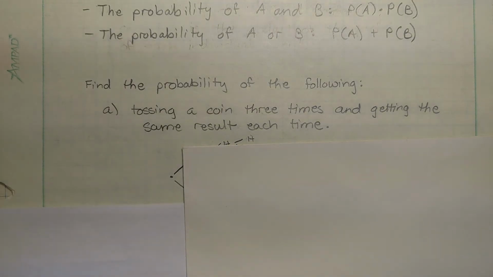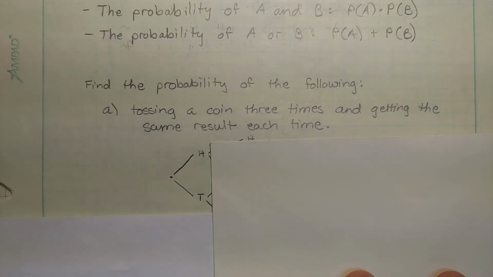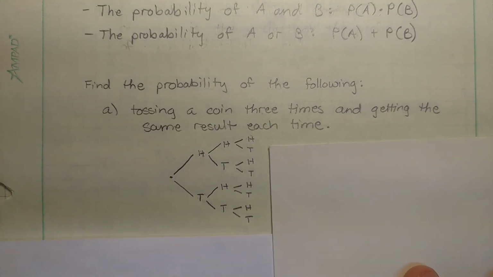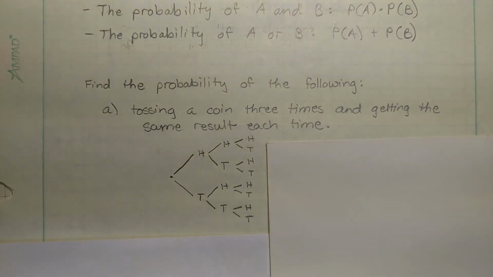So the first thing I do is I toss a coin, and I've got 2 outcomes, heads or tails. I toss it again, and each one of those outcomes has 2 outcomes, heads or tails. And then I do it a third time, and once again, each one of those outcomes has 2 outcomes. So now I have to count up the number of ways that I could get 3 of the same thing. And notice there are 2 ways that could happen.